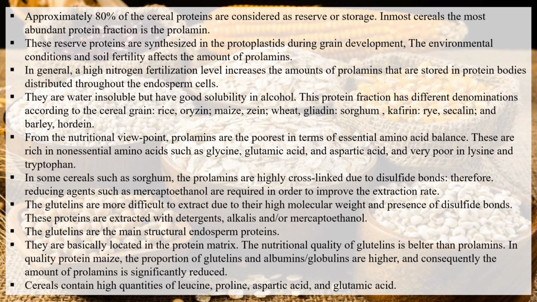Therefore, reducing agents such as mercaptoethanol are required in order to improve the extraction rate. The glutelins are more difficult to extract due to their high molecular weight and presence of disulfide bonds. These proteins are extracted with detergents, alkalis, and/or mercaptoethanol. The glutelins are the main structural endosperm proteins. They are basically located in the protein matrix. The nutritional quality of glutelins is better than prolamins. In quality protein maize, the proportion of glutelins and albumins-globulins are higher, and consequently the amount of prolamins is significantly reduced. Cereals contain high quantities of leucine, proline, aspartic acid, and glutamic acid.